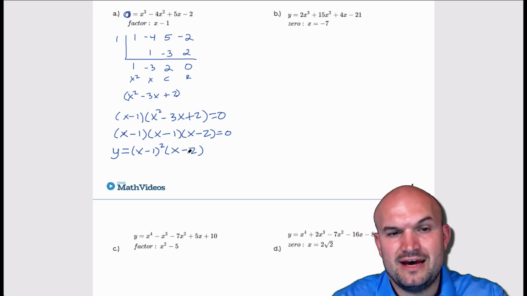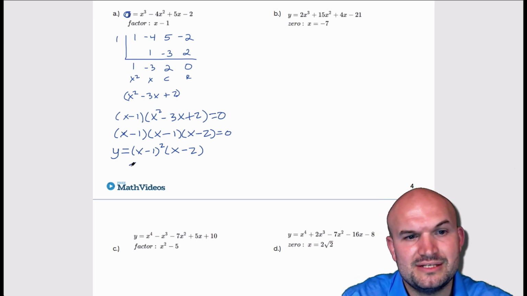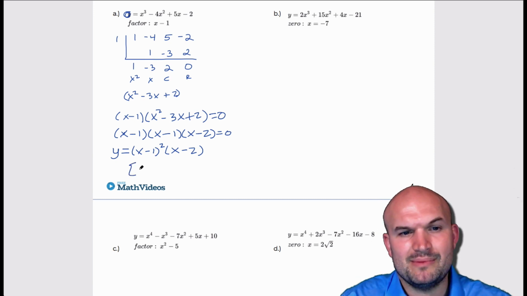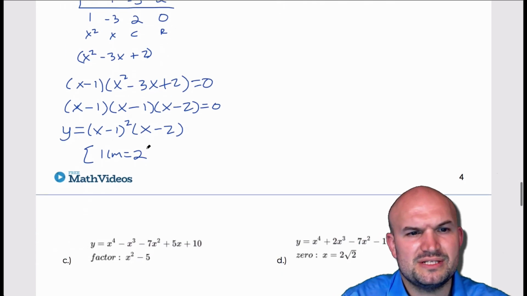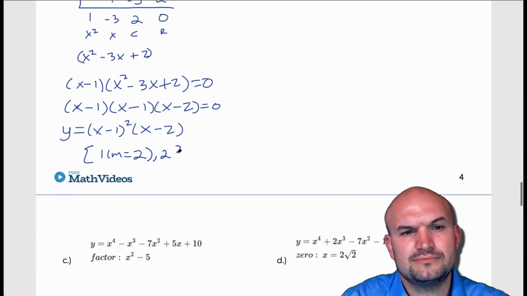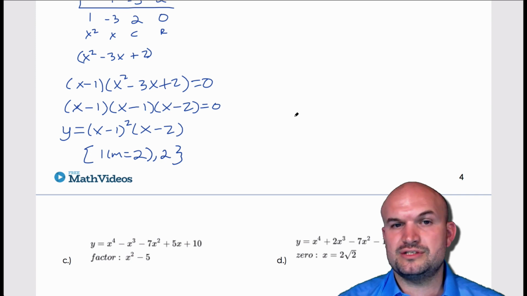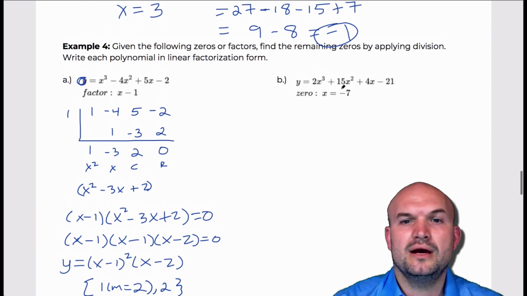And then also I have my 2 here. So if I'm going to write my zeros, I can write 1 with a multiplicity equal to 2, and then comma 2. Okay, so those are going to be my zeros for that polynomial. All right, let's work on the next one.